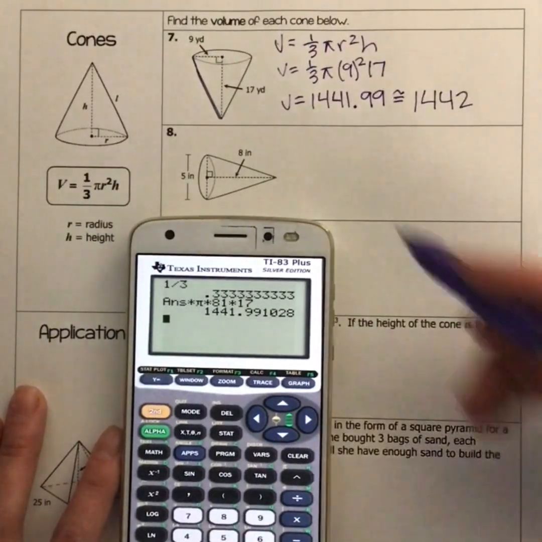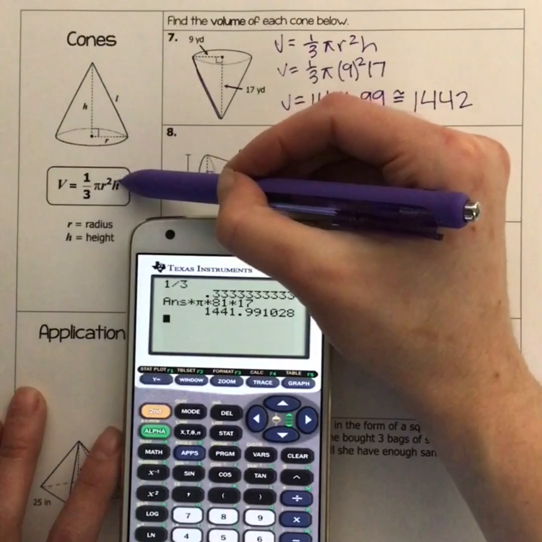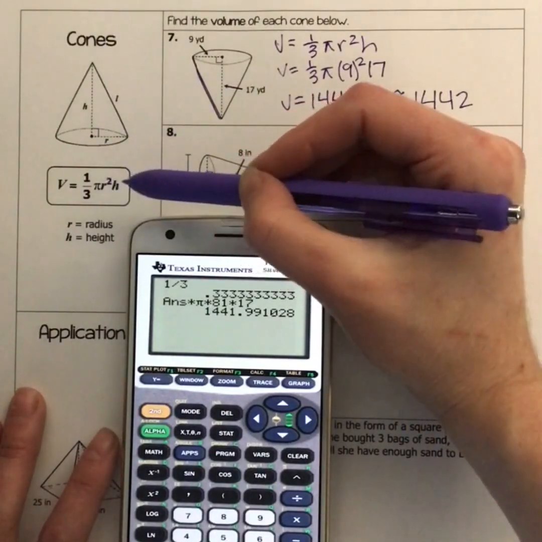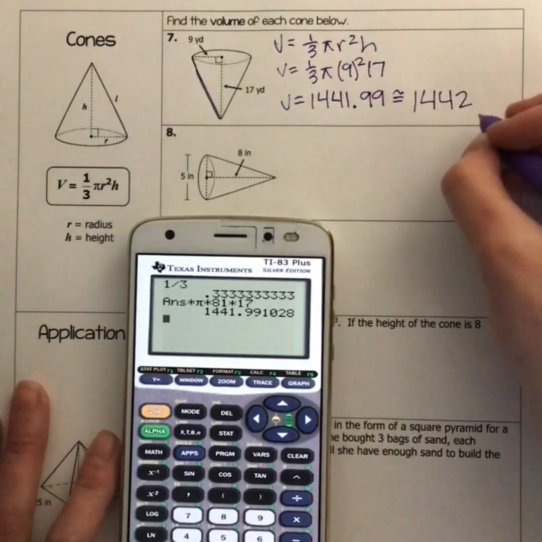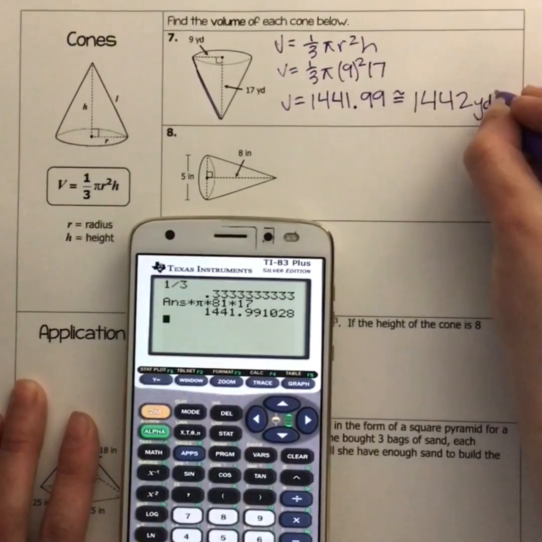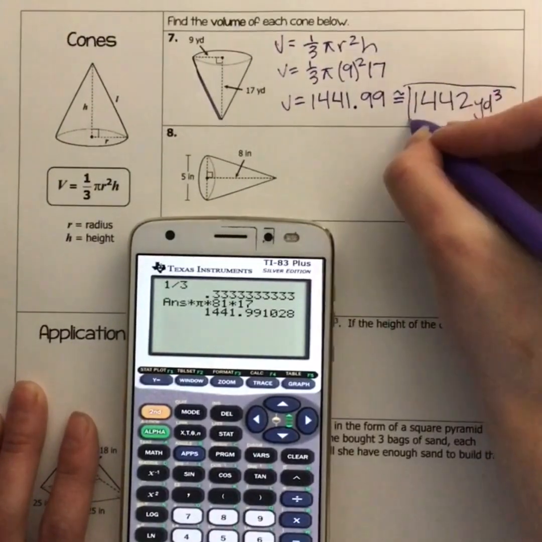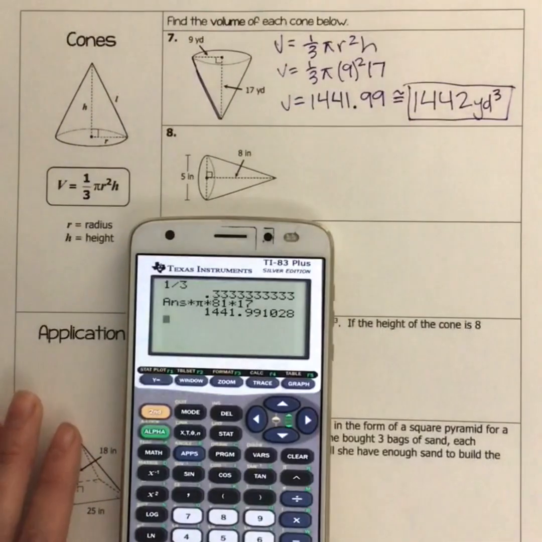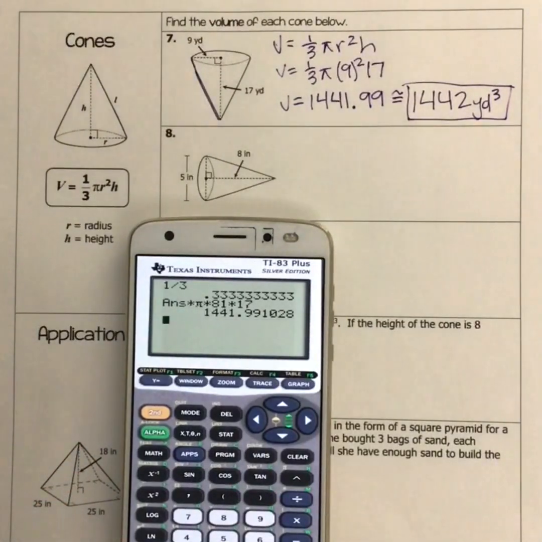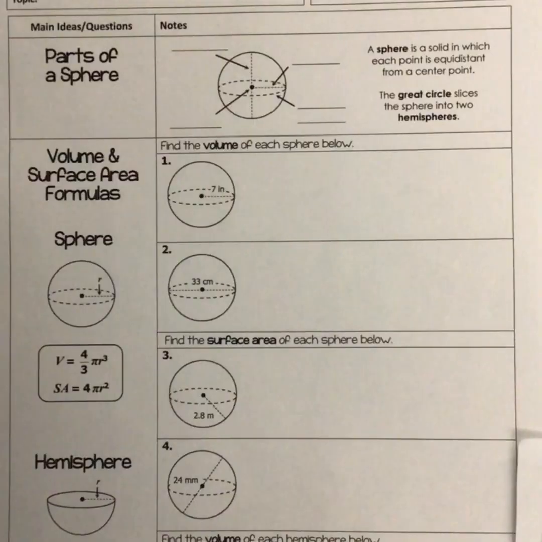Remember that volume has 3 sides that we're considering here. We're taking 3 lengths times each other. So that means that this would be yards cubed. All right, we've got one more shape to cover here. Let's go ahead and move on to that next shape.